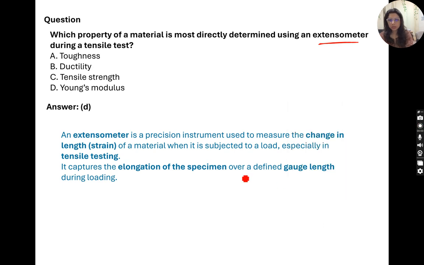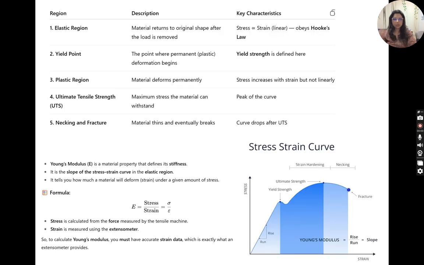An extensometer is a precision instrument which is used to measure the change in length of a material when it is subjected to a load, especially in tensile testing. It generally captures the elongation of a specimen over the defined gauge length during loading. So they generally measure the elongation and the change in length of a material. To read more about tensile testing, I have prepared a specific slide for this.